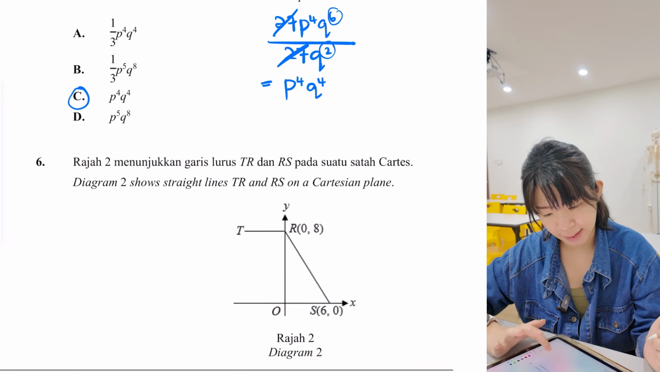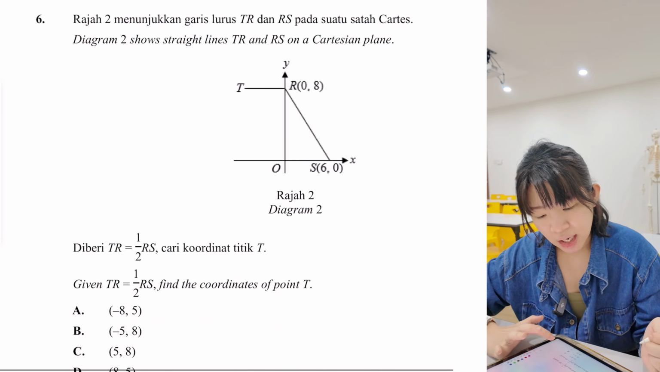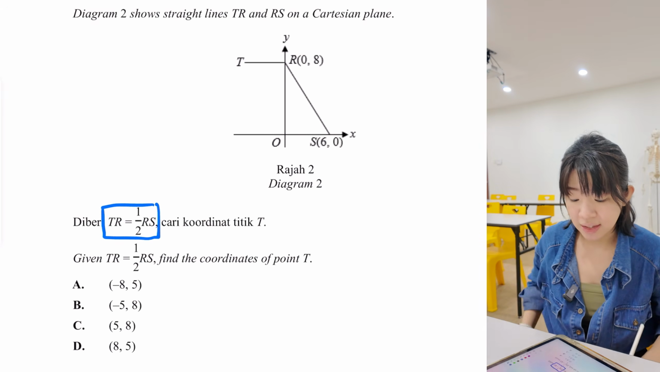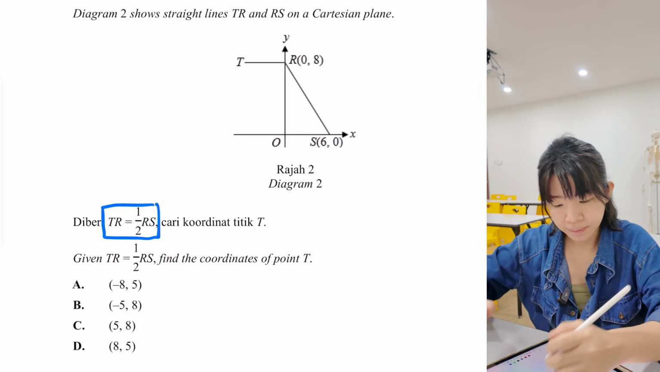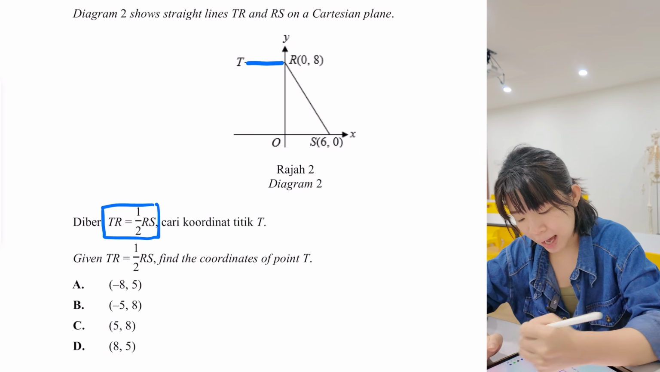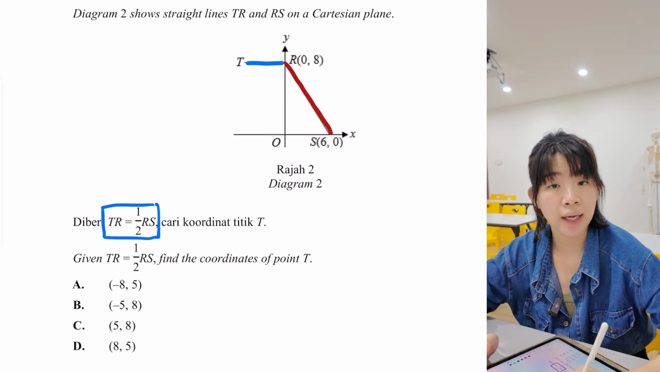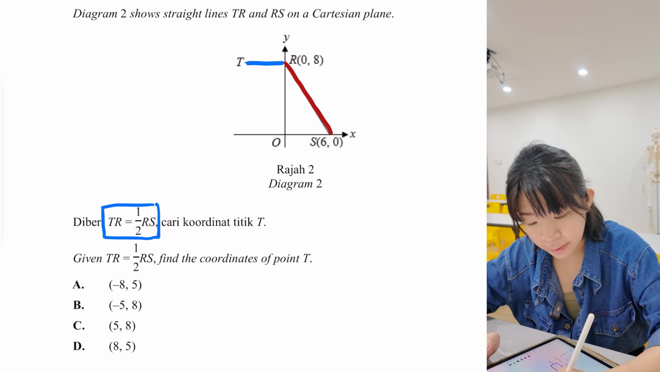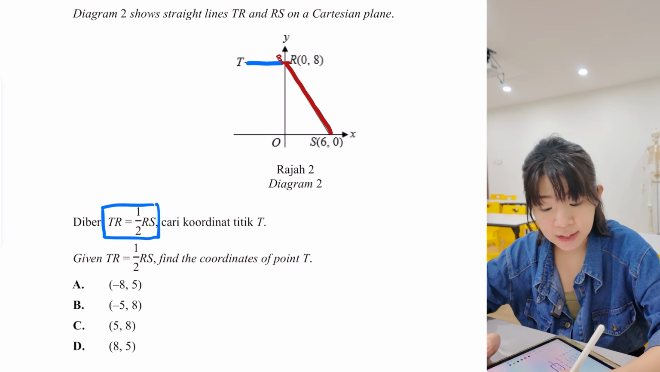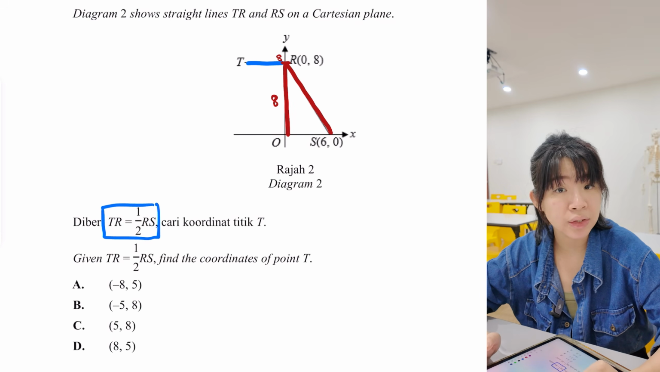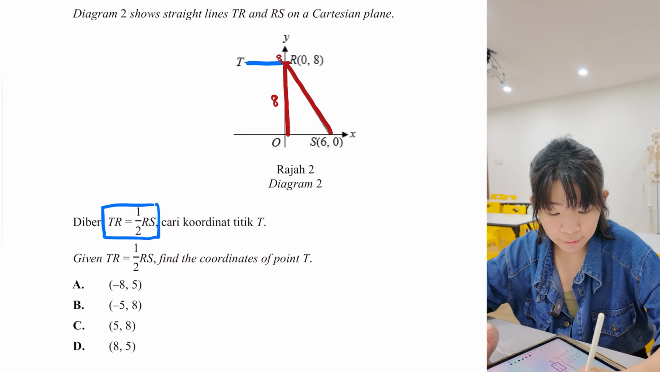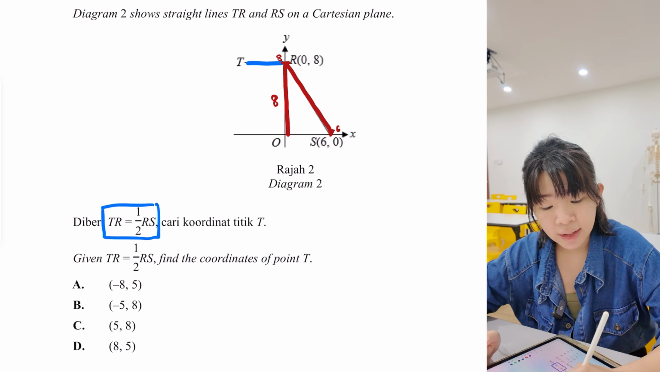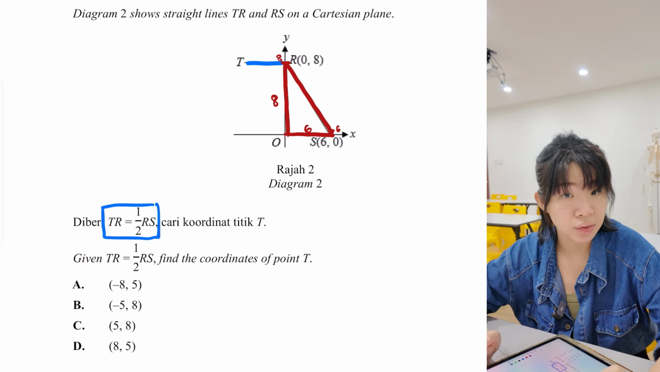Okay, let's look at number 6. It shows TR and RS on the Cartesian plane. Here they give us important information. They say TR is half RS. TR, this line, is half the length of RS. Can we find the length of RS? Here they give us coordinate 0, 8. If R is 0, 8, this is 8, which means the height here is 8 units. If the coordinate of S is 6, 0, here is 6, meaning the length here is actually 6 units.